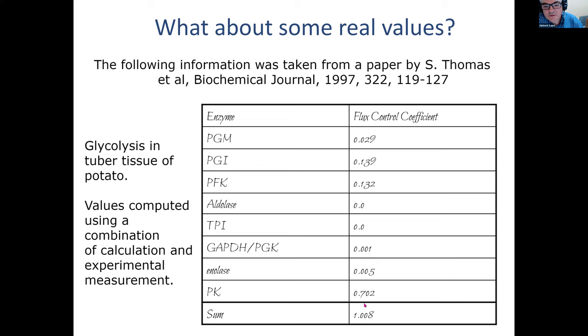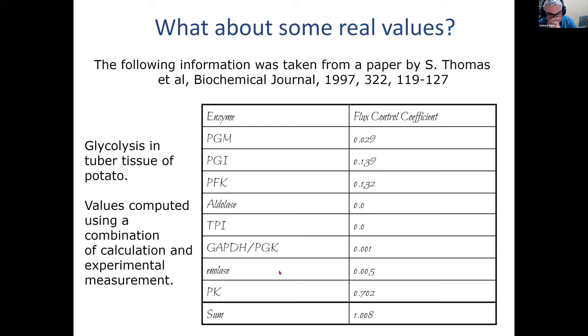And you can see that most of the control is on this one, 0.702. 70% of the control is on pyruvate kinase. Notice they all add up to approximately one, which is nice. Some of them have no control at all, like aldolase, triose phosphate isomerase, and these pair. PGI, phosphoglucose isomerase, has a little bit, about 0.14. PFK, which is the classic rate-limiting step that you find in the textbooks, has hardly anything. It's only got like 10% of the control. So PFK is not rate-limiting.